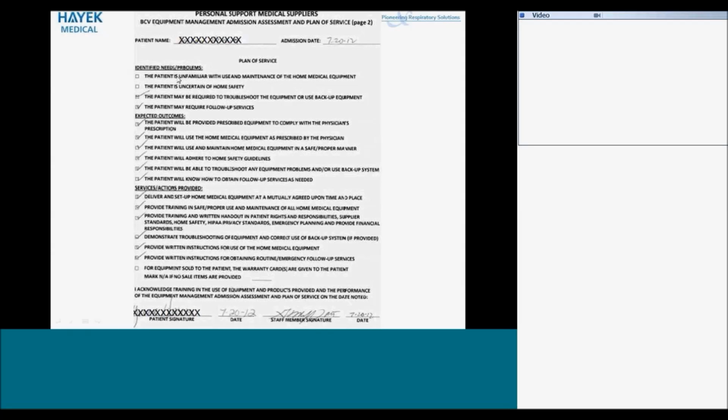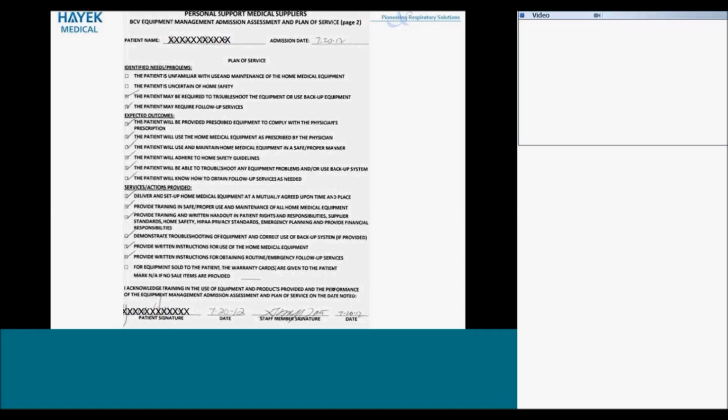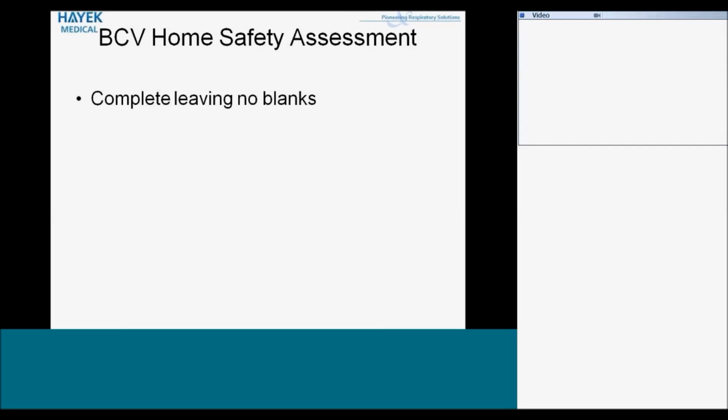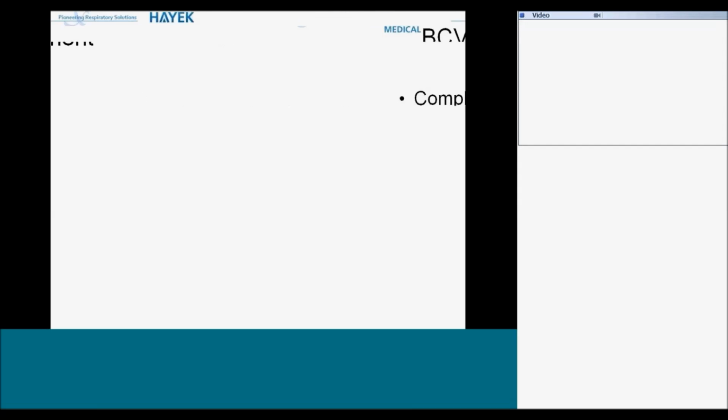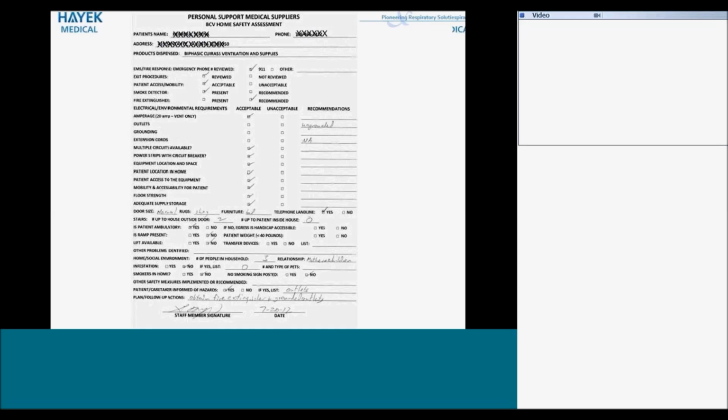So this is the plan of service page. Check whatever elements are appropriate to the patient that you've assessed, sign it, and have the patient or whoever signs for them sign it. And that looks like the same one. Okay, and then your home safety assessment, you complete it with no blanks. Here's the home safety assessment. This document as is appropriate for the patient, leaving no blanks.